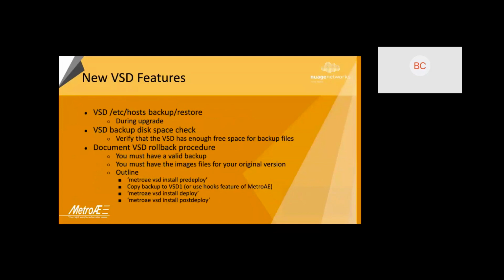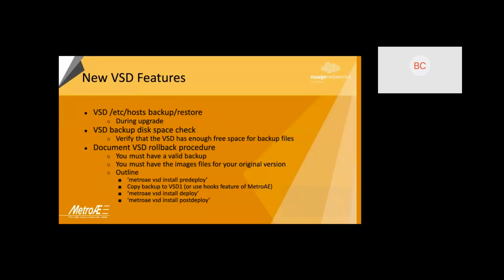So let's say you're upgrading from 5.4.1 to 6.0.3, you decide you need to go back to 5.4.1, something goes wrong in the middle. You have to have a backup from that 5.4.1 image before you did the upgrade. Metro will create one for you if you're using Metro to do it, so that's already taken care of there. You also must have the binaries or the image files for the original version, so you have to have the 5.4.1 VSD QCOW2, for example.